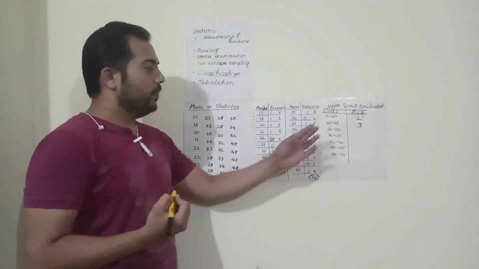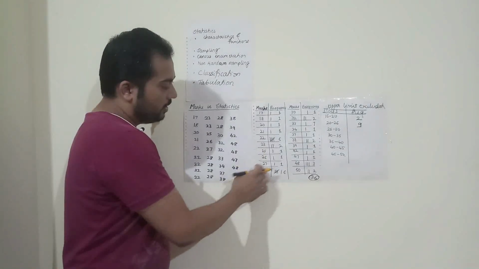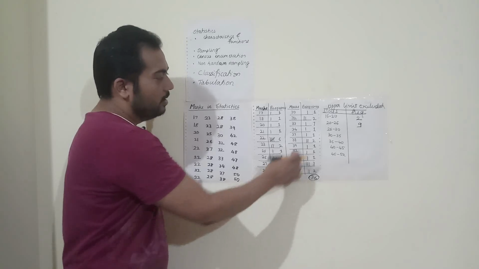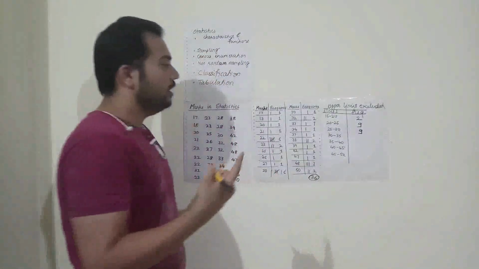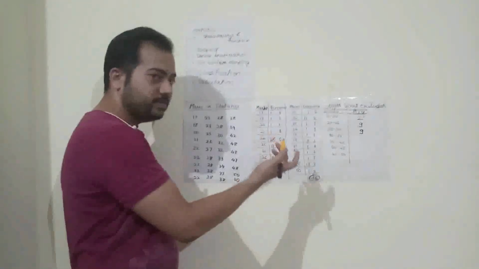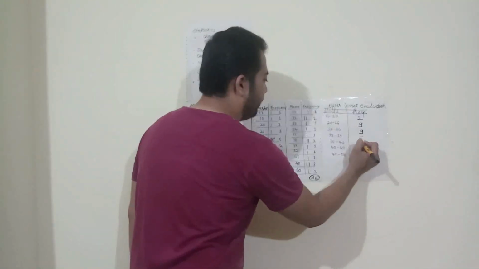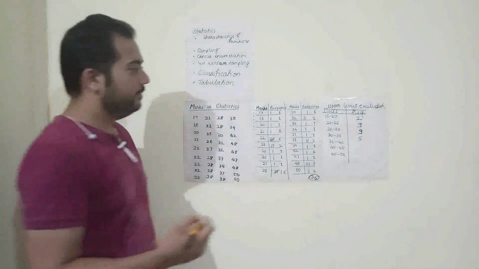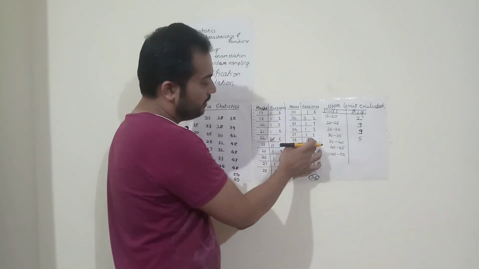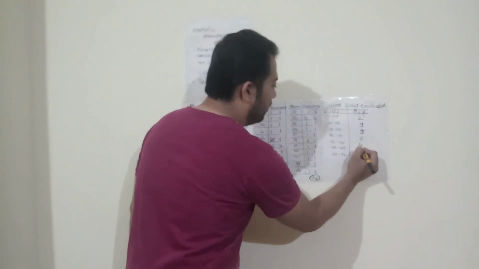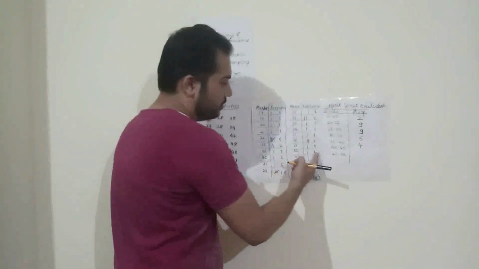Then 25 to 30, again excluding the upper limit. So 25 here you have to start: 1 plus 1 plus 1, 3 plus 6, 9. This 30 we are excluding; that will be considered in the next class. Then 30 to 35, so again 35 is not there: 1 plus 2 plus 1 plus 1, which gives me 5. Then 35 to 40, 35 is not there, only 37, 38, 39, all together 4. Then 40 to 45, 42 only will be considered, so this gives me 1.